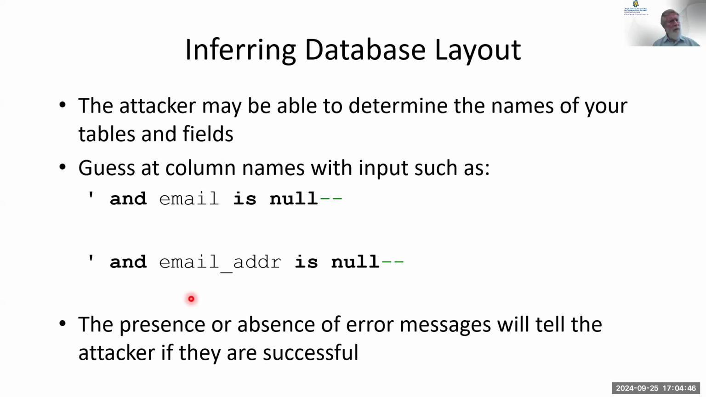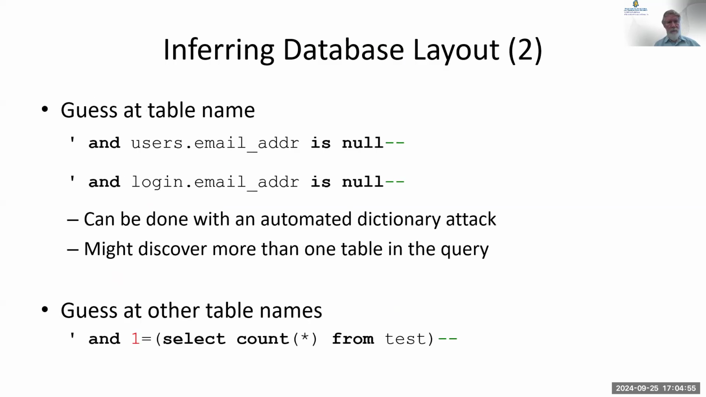Does email work? How about email underscore address? How about email address without the underscore? Start trying a lot of them, and you can figure out what are the names of the columns in the database. You can also guess table names. You can try users, login, result. People tend to use the obvious names because in the system where they're working, they want everybody working on that system to understand that login is the place where the login information is stored.